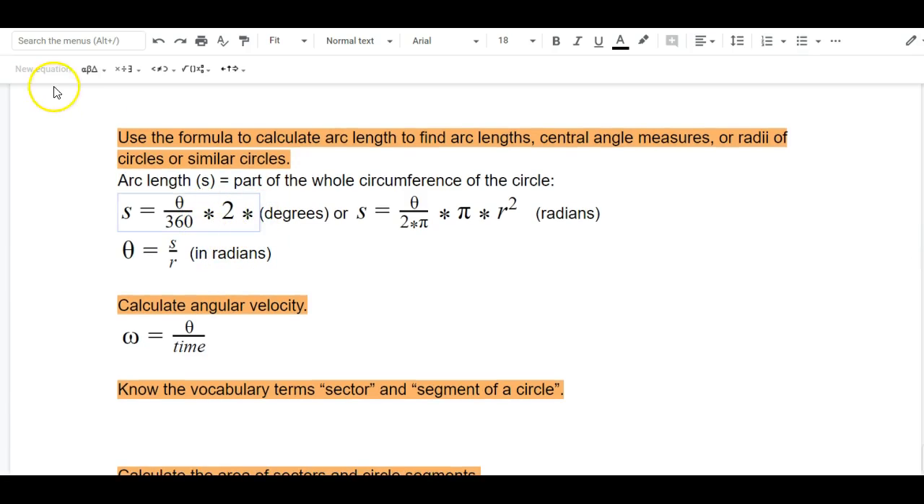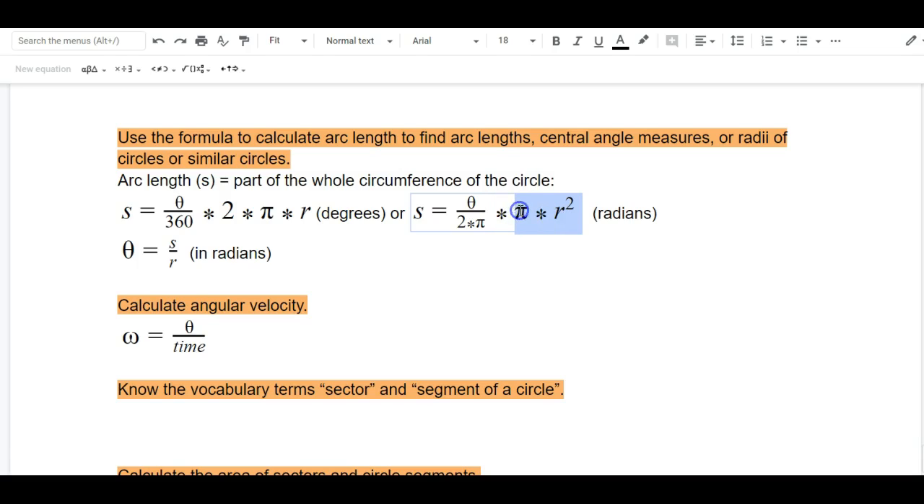So, okay, arc length S equals part. The part is the degrees over 360, times the circumference formula, which is 2 times pi times r. So we've got to put a pi in here, and then times the radius, right? And I can just copy that and come over here, and it's the same thing. It's the same thing whether we're using radians.